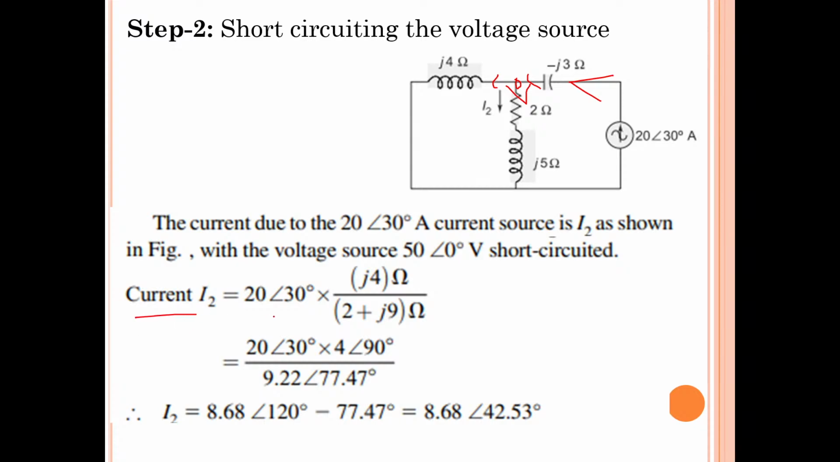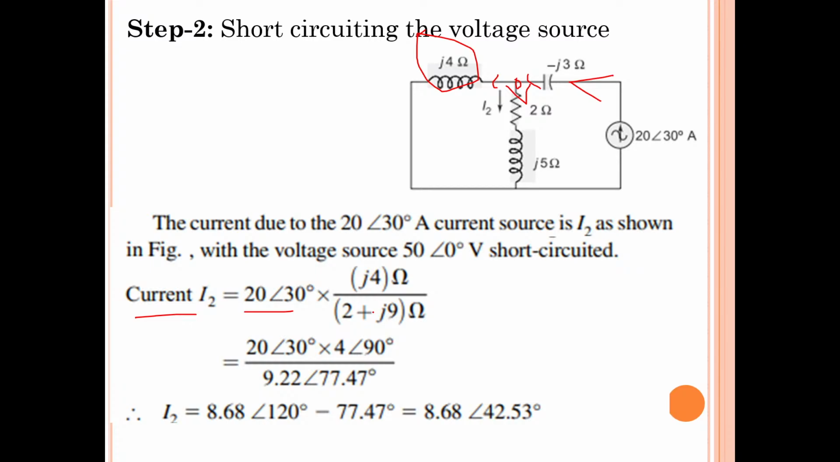So I2 current is equal to what? 20 at an angle of 30 degrees, that is the total current, into the opposite impedance. The opposite impedance is j4 ohms, because the current is dividing between these two branches. So j4 divided by 2 plus j.